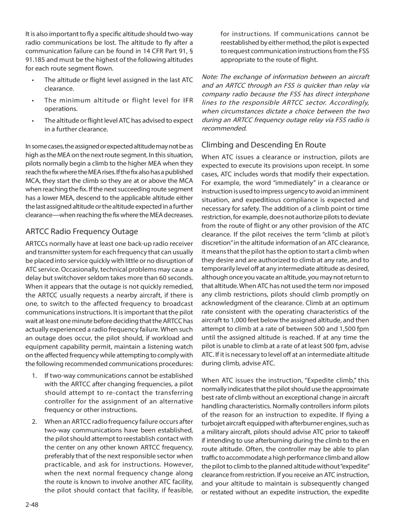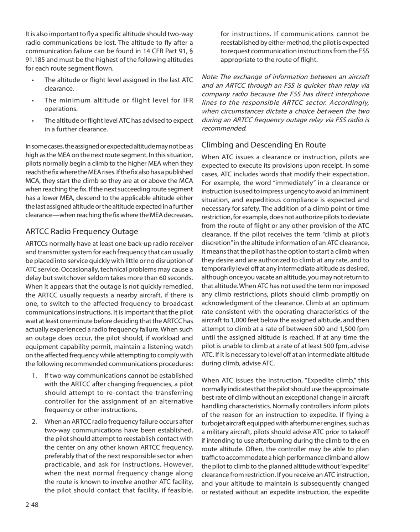If the pilot receives the term climb at pilot's discretion in the altitude information of an ATC clearance, it means that the pilot has the option to start a climb when they desire and are authorized to climb at any rate, and to temporarily level off at any intermediate altitude as desired, although once you vacate an altitude, you may not return to that altitude.